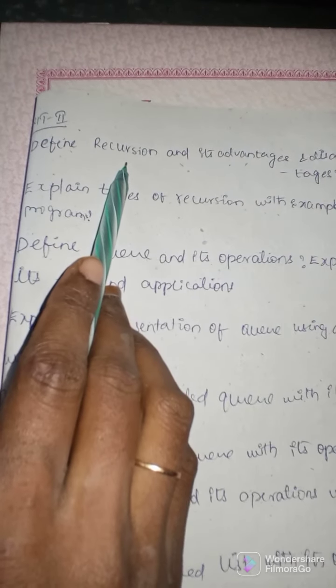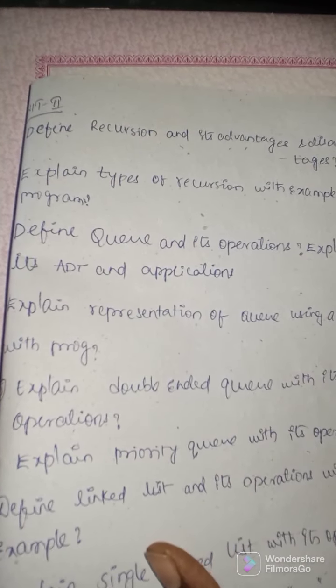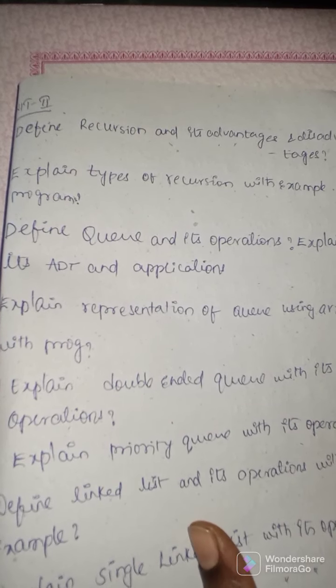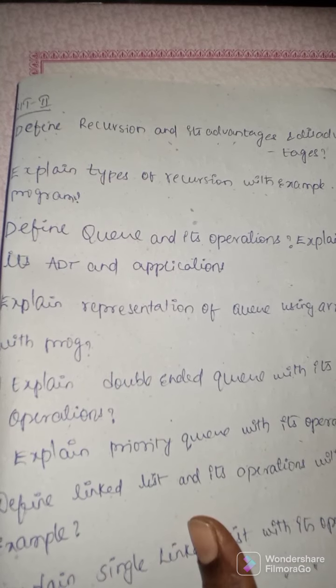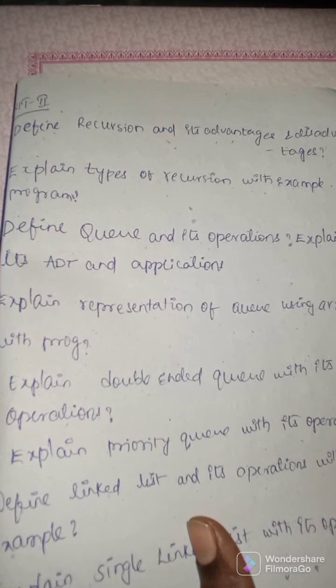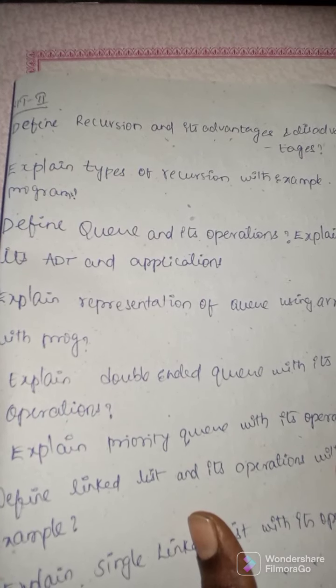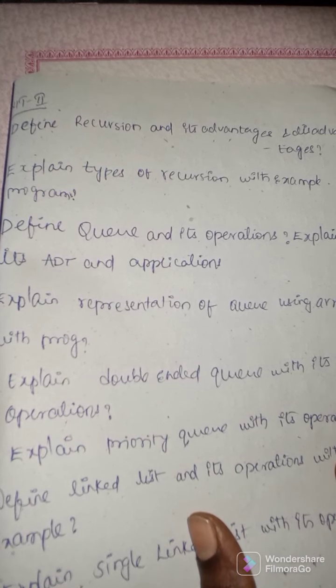The first question is define recursion and its advantages and disadvantages. So the definition of recursion and how you write the recursion, its structure, advantages, disadvantages you have to specify. Next one is explain types of recursion with the help of examples. We have 5 types of recursions: linear, binary, tail, mutual, nested. So for each one, write headings and draw neat diagrams.